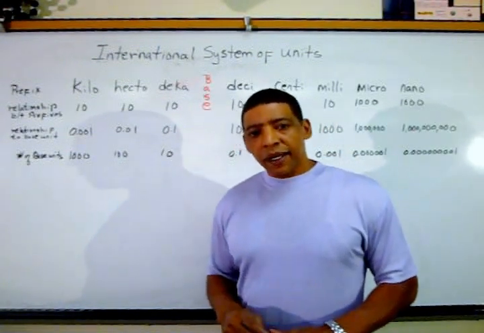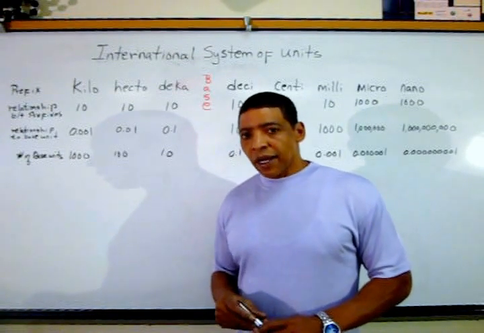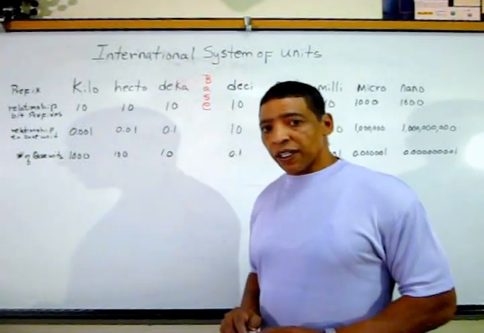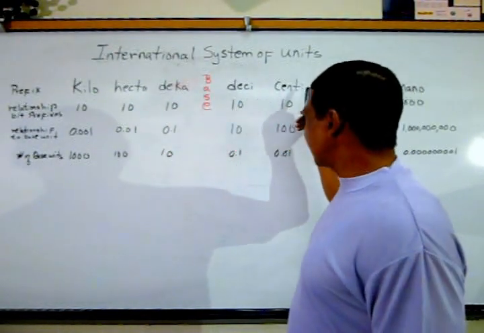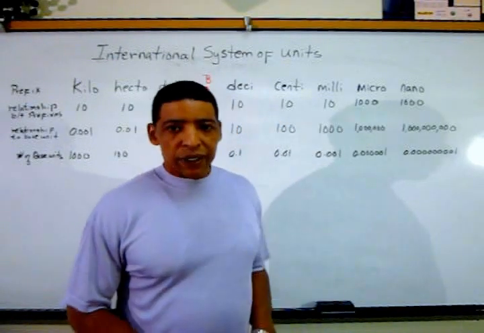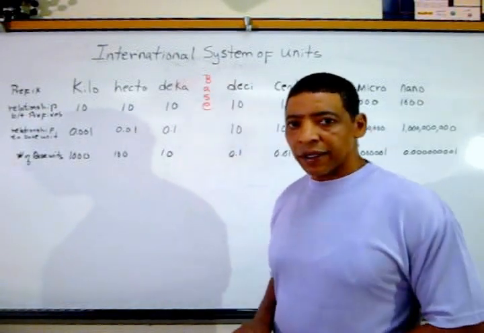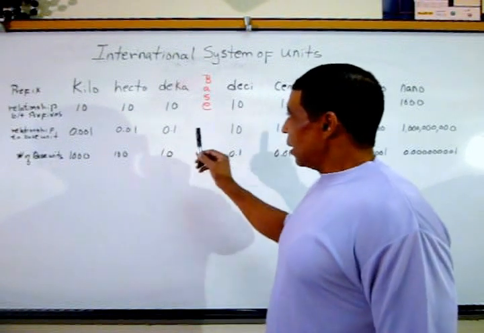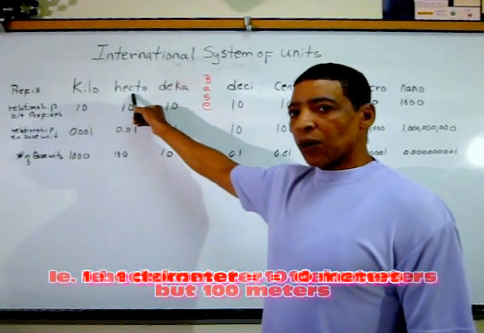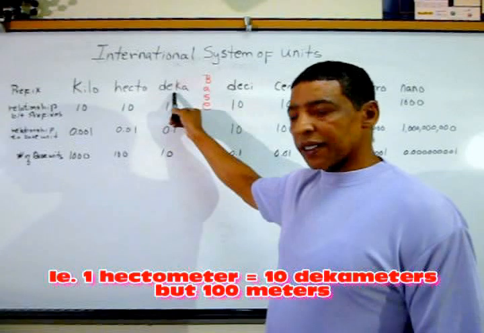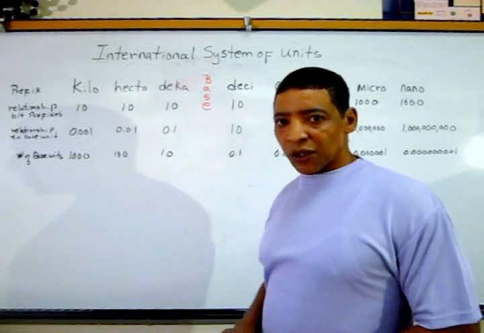Like the metric system, SI units are modified in decimal form by a series of prefixes. For example, some of the prefixes include kilo, hecto, deca, deci, centi, milli, micro, and nano. These prefixes are mostly related by units of 10. For example, deca represents 10 of the base unit. Hecto represents 10 of the deca unit. Kilo represents 10 of the hecto units.